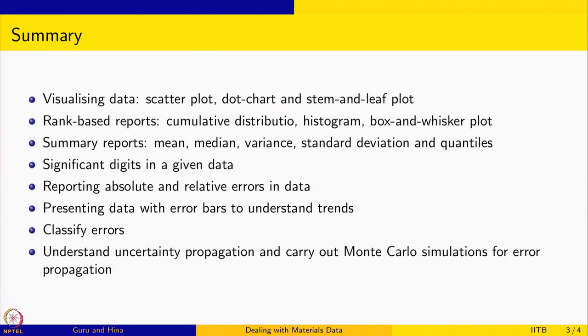You can report it in absolute terms and in relative terms, and we have learnt how to present data with error bars, because in order to understand trends in any given data, it is not sufficient just to look at the mean values, but you should also look at the error bars in the data. And we have learnt how to classify errors, and we have learnt that error propagates, and we have learnt how to quantify this uncertainty propagation, either by using some analytical calculations or by using Monte Carlo simulation. So, either way you can find out how the error propagates. So, these are the things that we have covered.